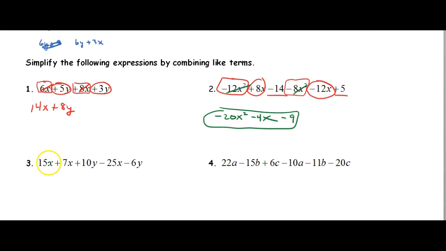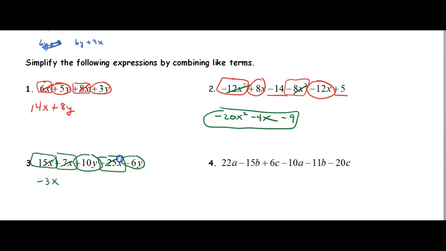Okay, down below, 15x gets a box, 7x gets a box, negative 25x gets a box. Then I put circles around the y's because those are like terms. Well, 15 plus 7 is going to give you 22, but 22 minus 25 is going to give you negative 3x. Now notice how I accidentally drew through this minus sign and it looked like an addition. Well, you have to make sure you keep track of your signs because that's very important.